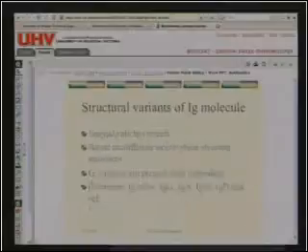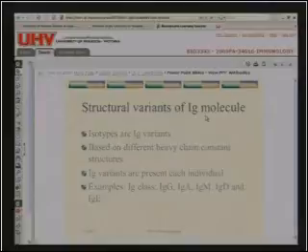Now we'll go on to the next one: structural variants of the immunoglobulin molecule. They call these different types isotypes. We call them variants.